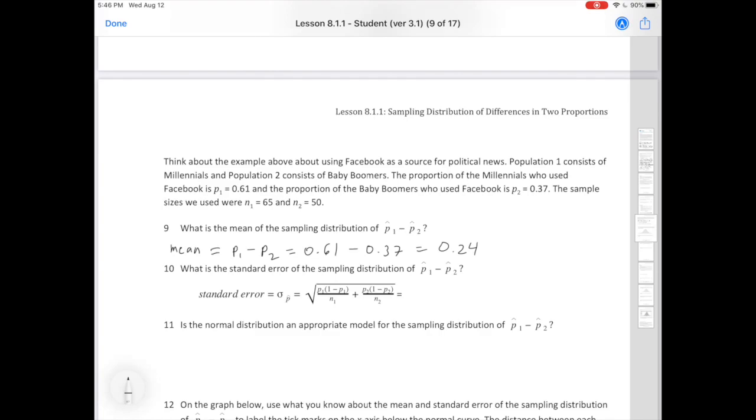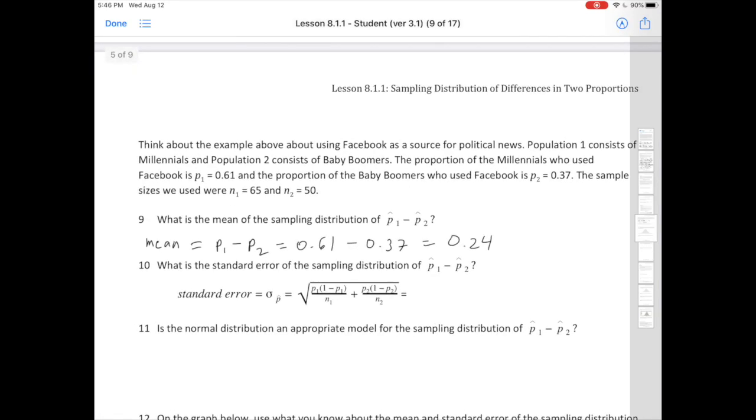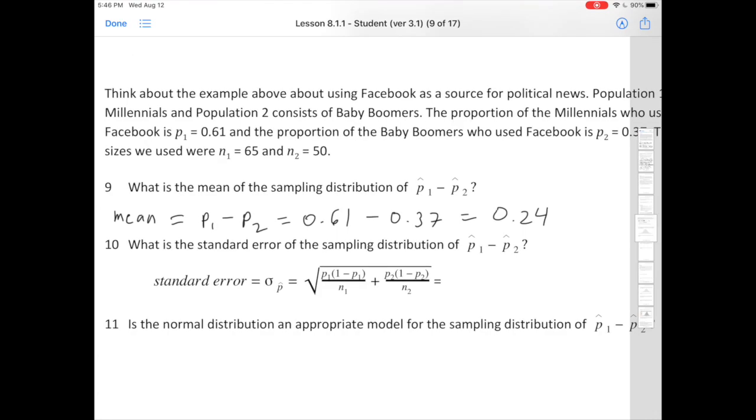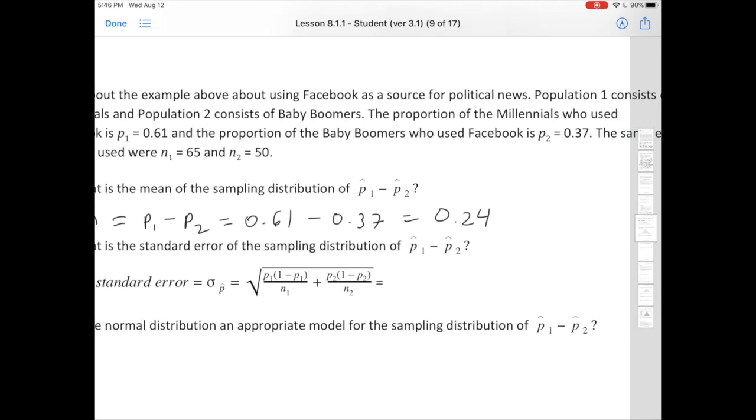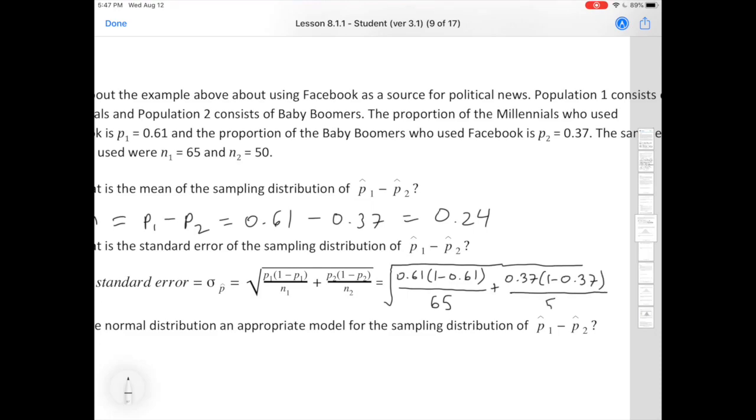Next part. What is the standard error of the sampling distribution of P1 hat minus P2 hat? So we're going to get to practice using this square root formula, okay? So this is what we're going to use. Let's first put in the numbers, and then I'm going to show you what to do on the calculator. So what is this going to be? Well, P1 is 0.61 times 1 minus 0.61 divided by, what was the N1? It was 65, right? Plus 0.37 times 1 minus 0.37 divided by, N2 was 50.